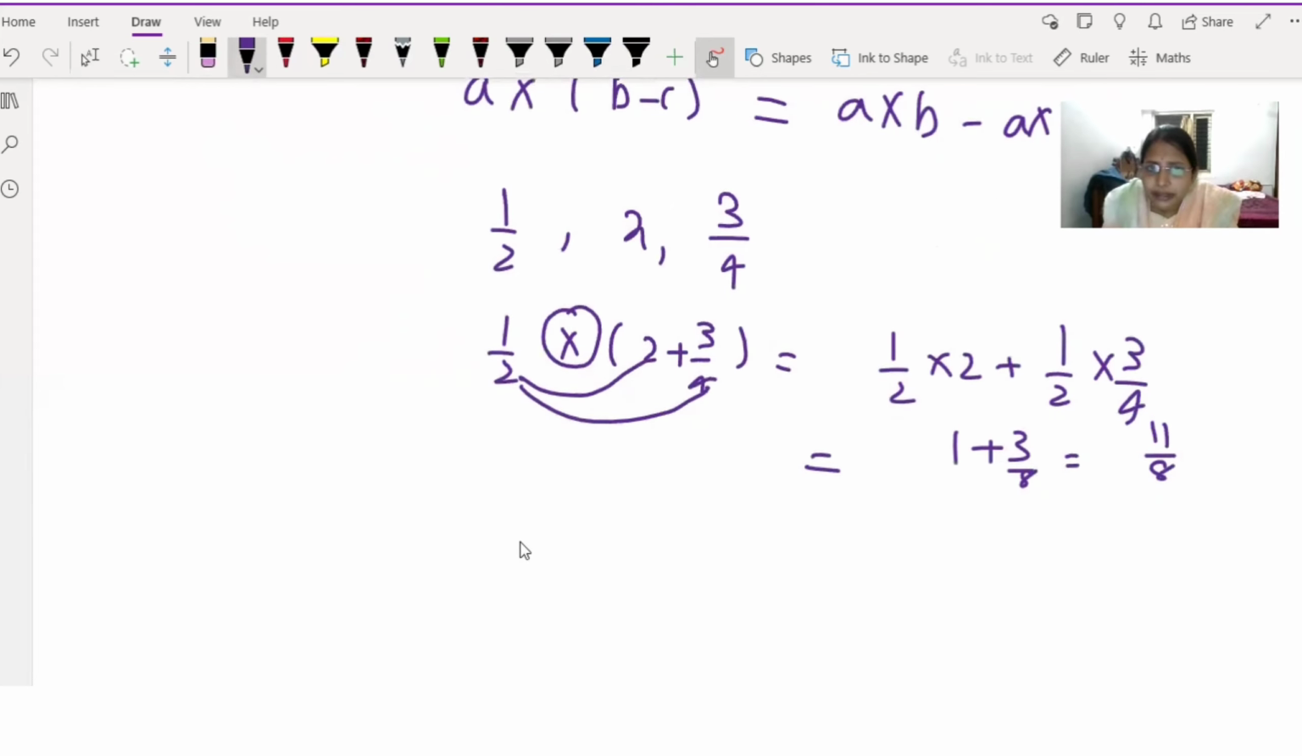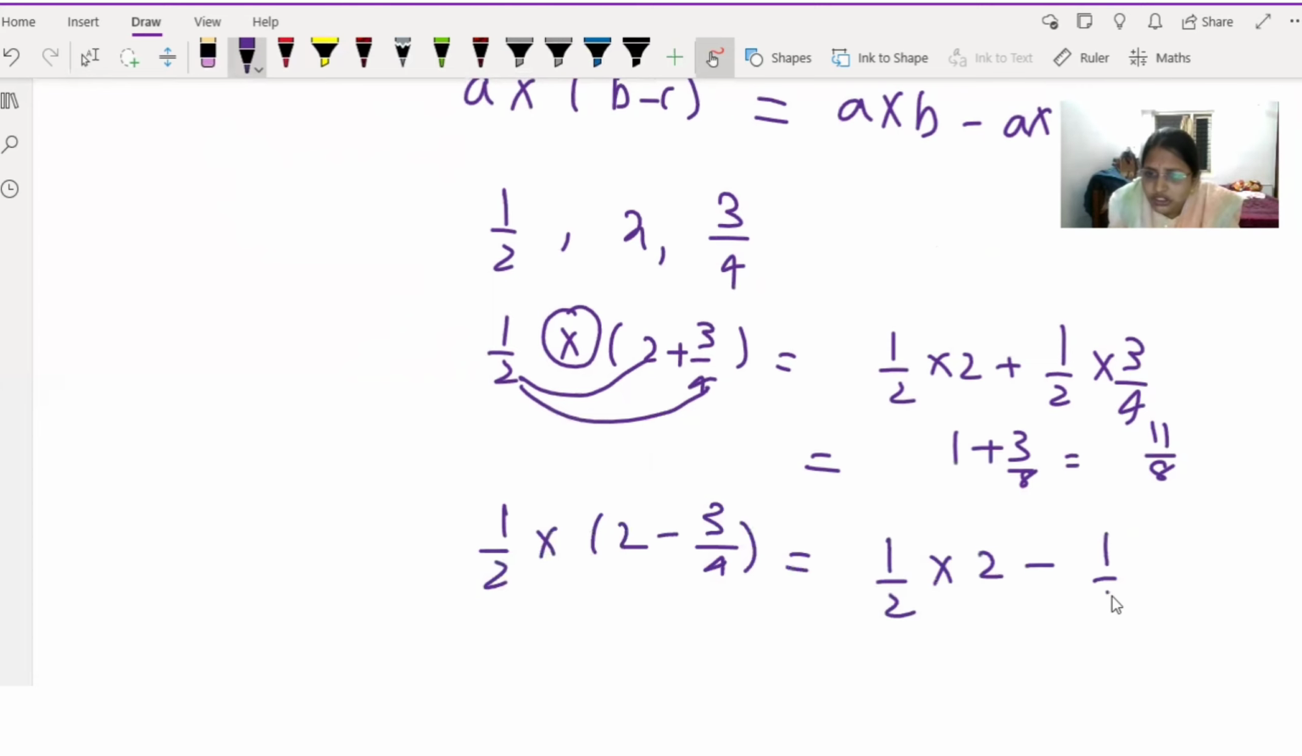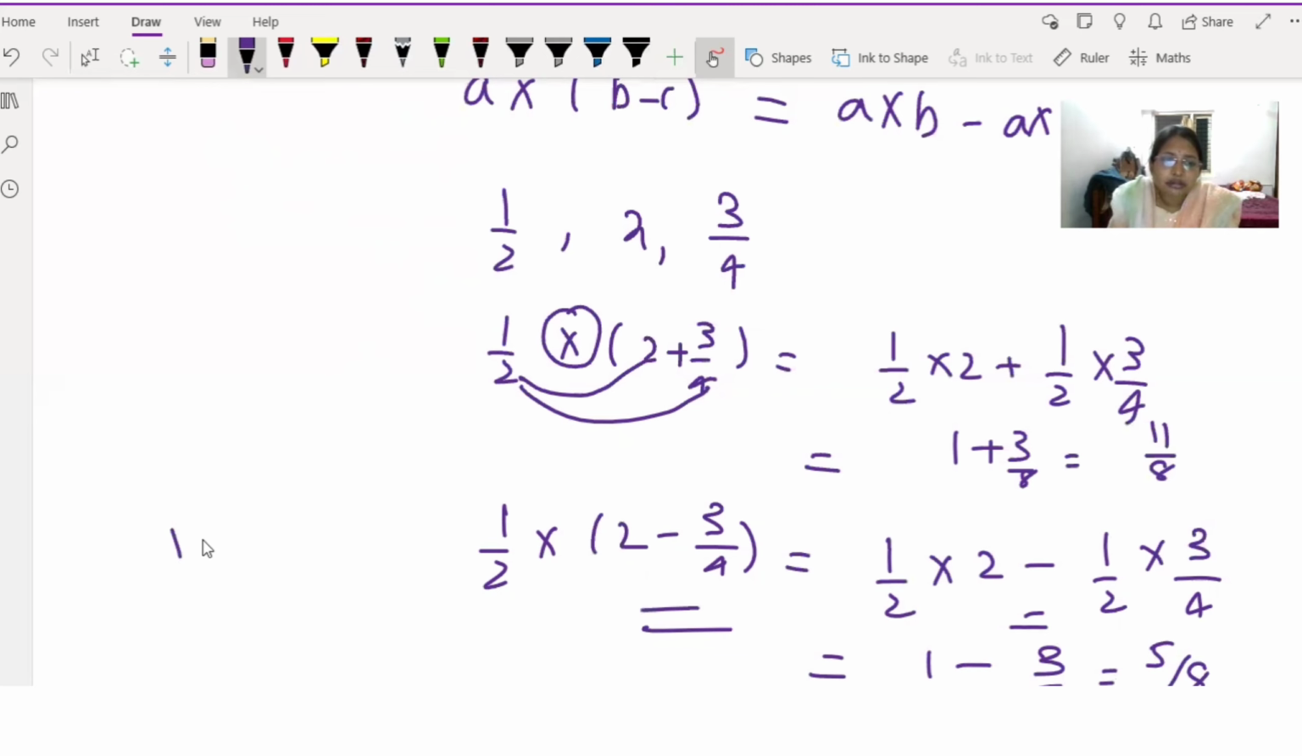In a similar way, for multiplication over subtraction, we can take the same numbers. Distribute 1 by 2 over both the terms and simplify. It's possible. We will do this as per our convenience in the problems. We can apply any of the ways. 1 minus 3 by 8, that is 5 by 8. So this is called the distributive law over subtraction. Clear, children?